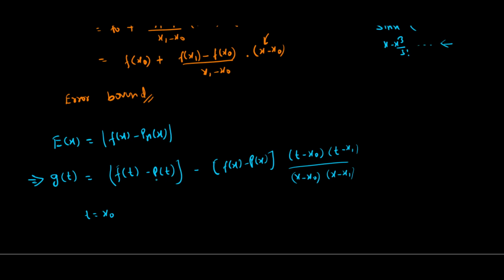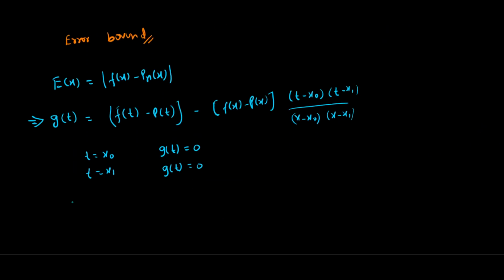Or basically we calculated p of x considering these 2 points only. So at t is equal to x0, g of t will be equal to 0, right? And at t is equal to x1, that is my second point, again this term will vanish and this will be equal to f of x1 minus p of x1, and again this will be 0. So g of x1 will again be 0.